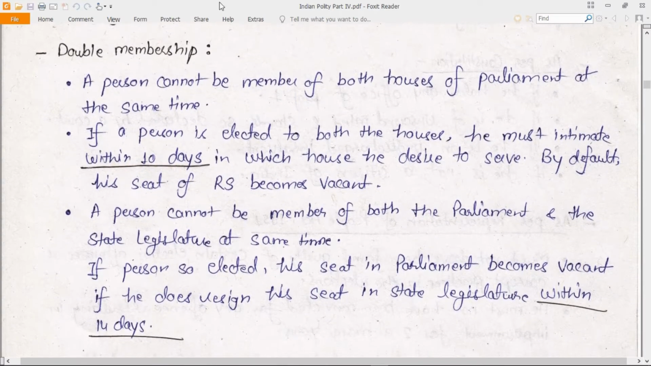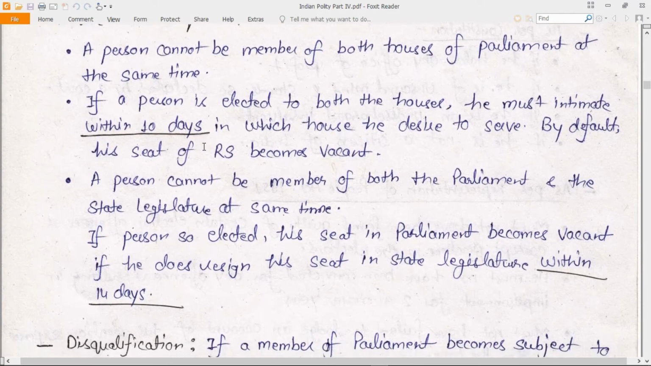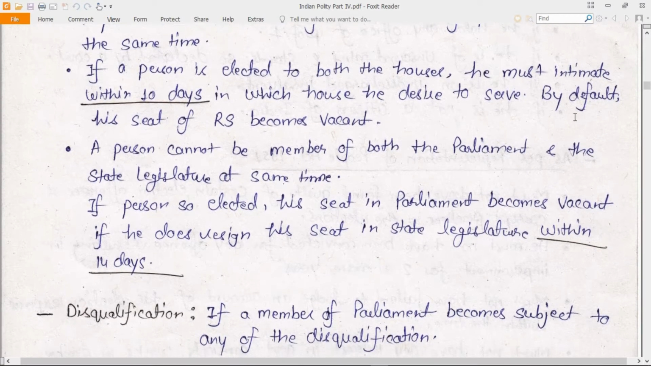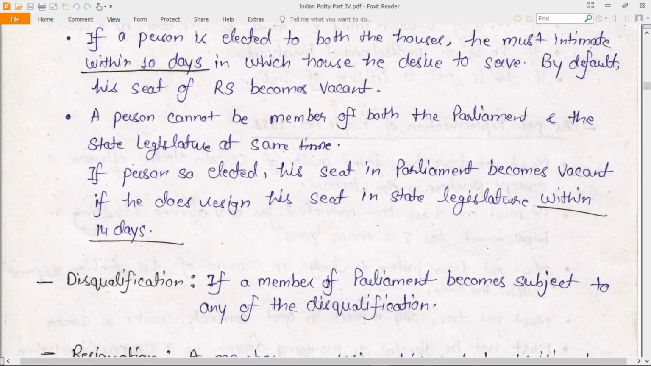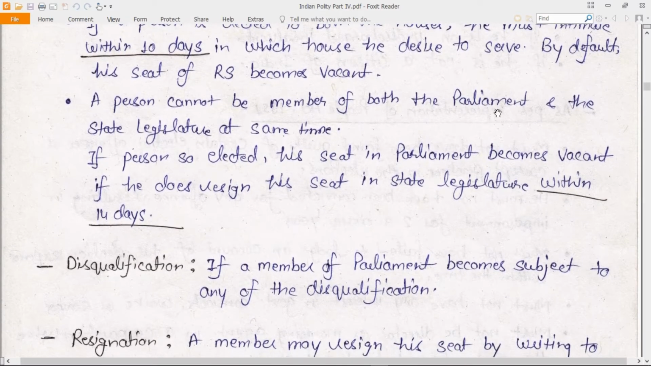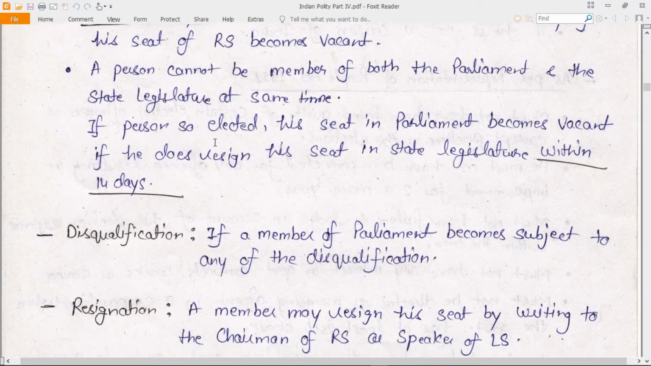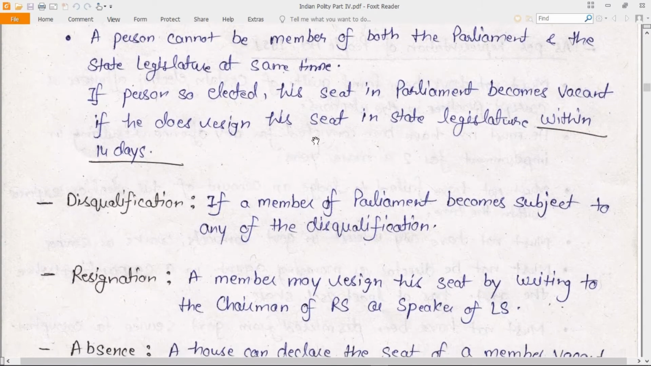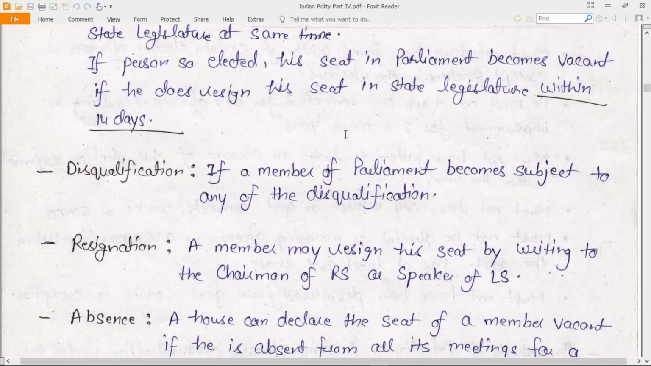If a person is elected to both the houses, he must intimate within 10 days in which house he desires to serve. By default, his seat of Rajya Sabha becomes vacant. A person cannot be a member of both the Parliament and the state legislature at the same time. If a person is so elected, his seat in Parliament becomes vacant, if he does not resign his seat in the state legislature within 14 days.